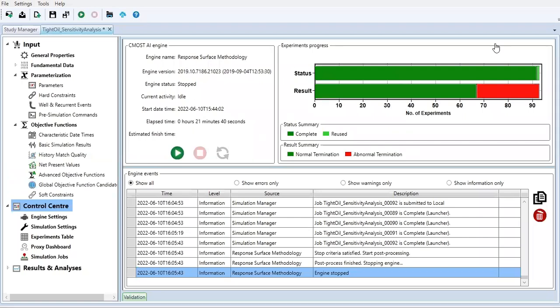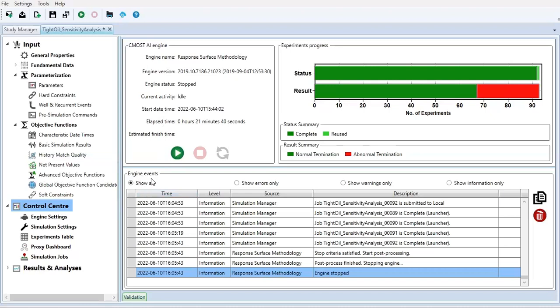So we continue our learning on CMG CMOST, and in previous sections we have constructed the sensitivity analysis. We checked the control center and saw that the experiments were in progress, and then we stopped the section. And as you can see, we have completed the experiments. If you check the elapsed time, it takes 21 minutes, 40 seconds to complete all the experiments.